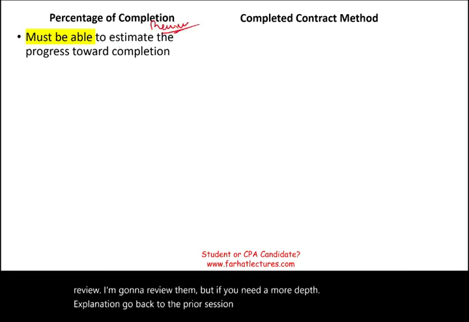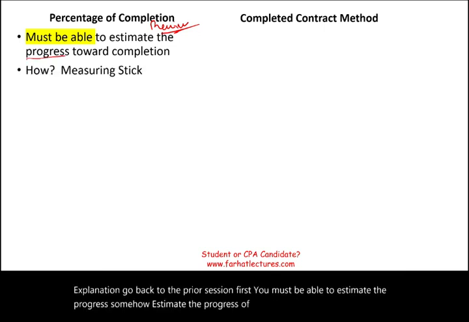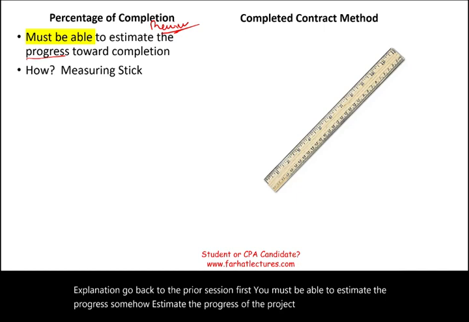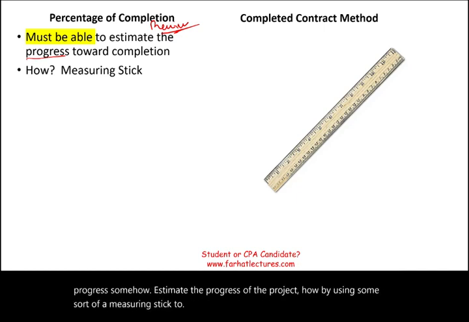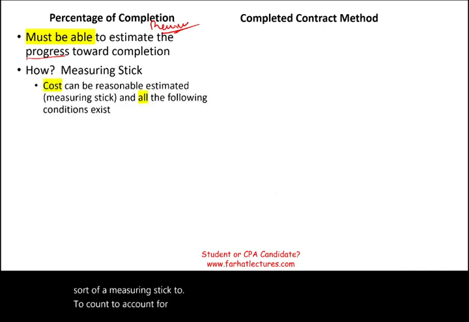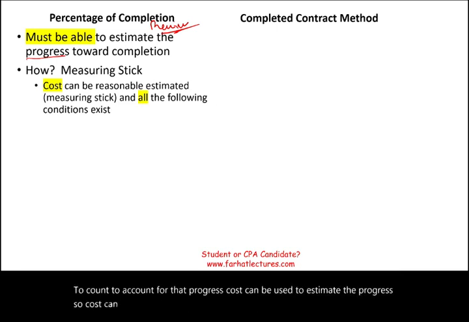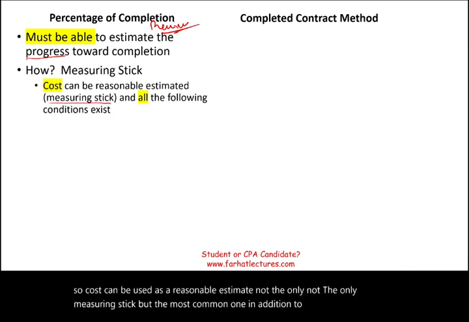First, you must be able to estimate the progress of the project. How? By using some sort of a measuring stick to account for that progress. Cost can be used to estimate the progress. So cost can be used as a reasonable estimate, not the only measuring stick, but the most common one. In addition to measuring your progress, you have to have three other conditions to exist.